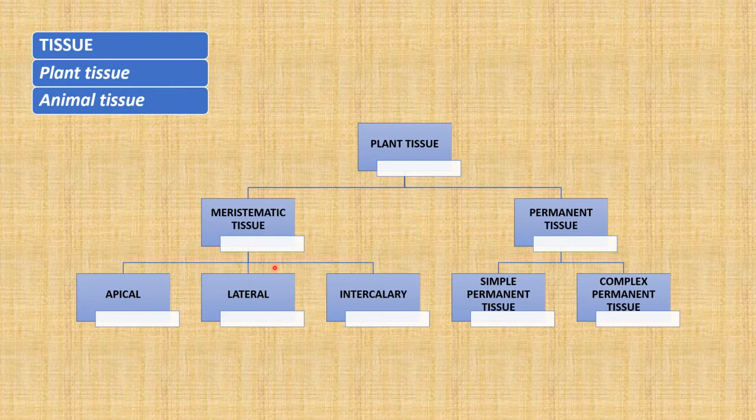Meristematic tissue is also divided into three types depending on their position. First one is apical, second one is lateral, and third one is intercalary. Next, we learn about permanent tissue. Permanent tissue is also divided into two types. What are they? Simple permanent tissue and complex permanent tissue.